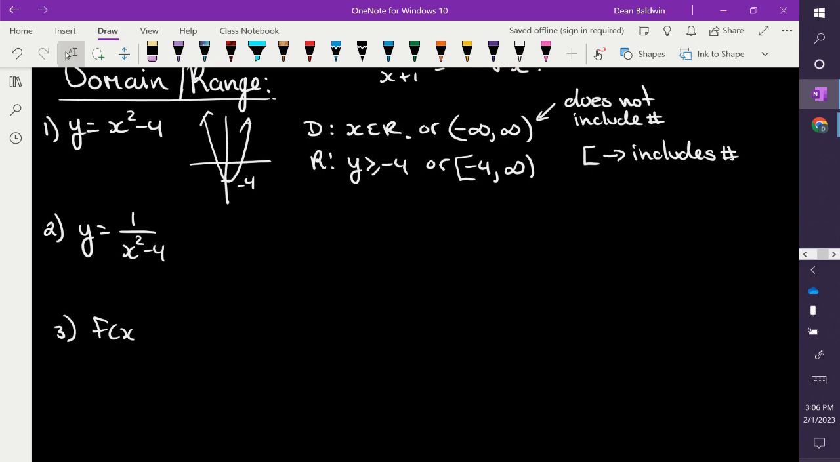1 over x squared minus 4. Are there any domain restrictions? Values that x is not allowed to be? 2. 2 would be one of them. And -2, right? Because basically, if you're doing the math, you would just say x squared minus 4 cannot equal 0. So x squared is equal to 4. You square root both sides. x cannot equal plus or minus 2.